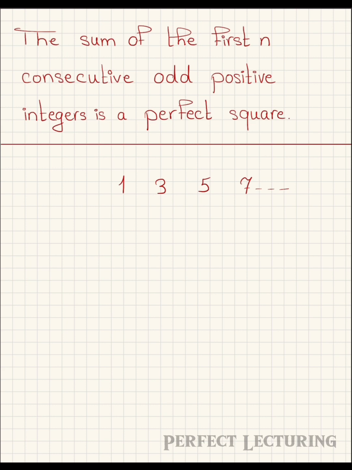And what does this sum look like? Let us first call it S. It'll be 1 plus 3 plus 5. Now, how do we know where to stop? How do we know that we've got these n consecutive odd integers?